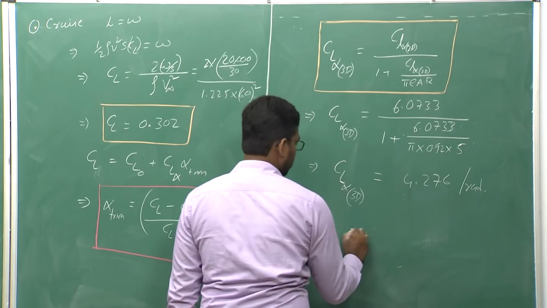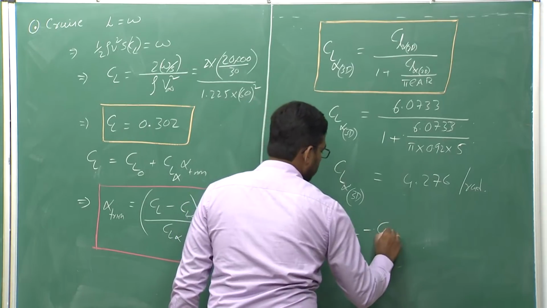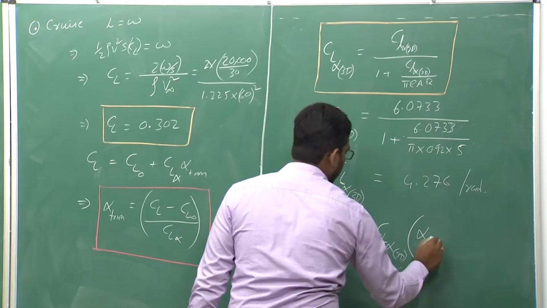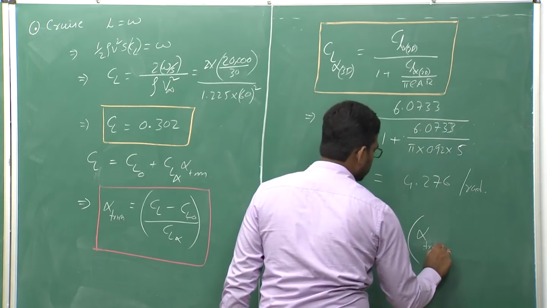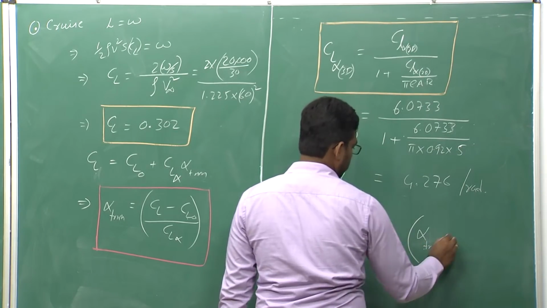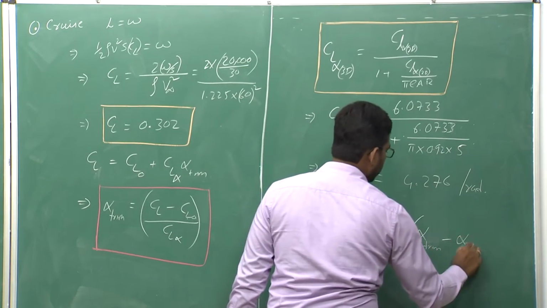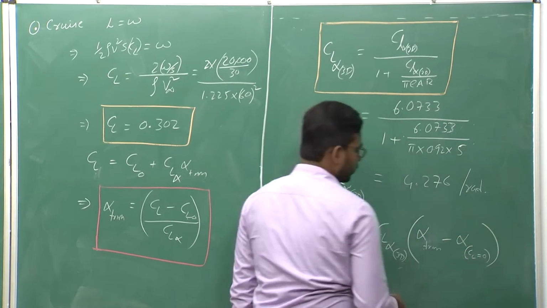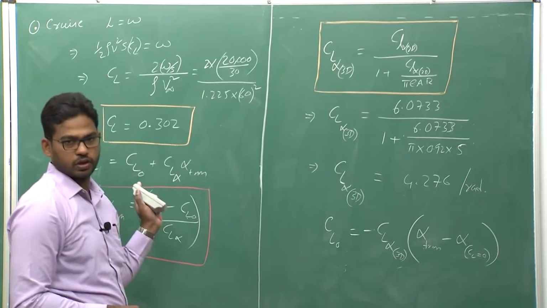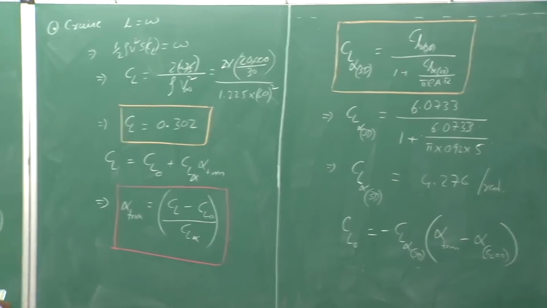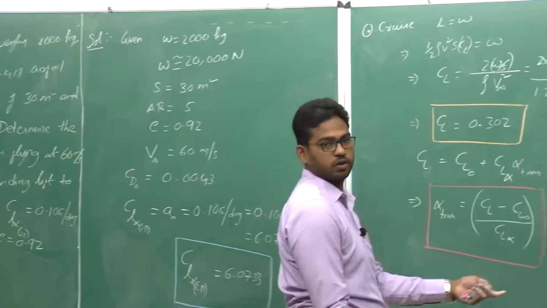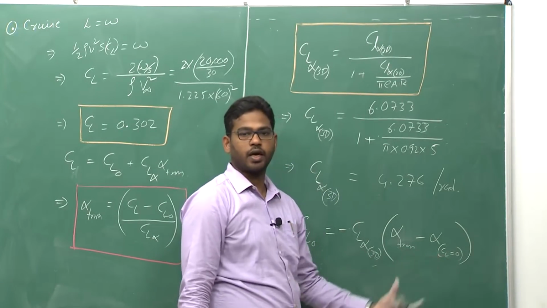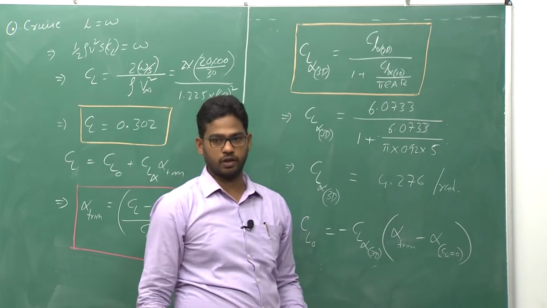We need to find CL naught of the wing. How can you find it? It is minus CL alpha 3D into the alpha at which CL is 0, which will be the same for both the cases. Since we do not have information about the alpha at which CL is equal to 0, we can consider this entire angle of attack as the angle of attack with respect to the zero lift line.